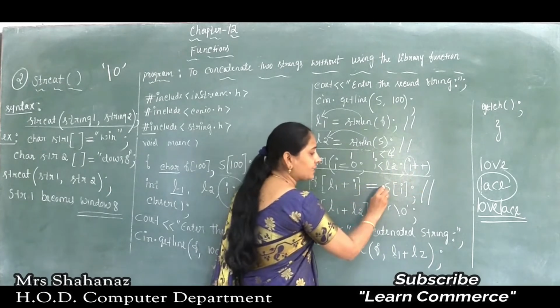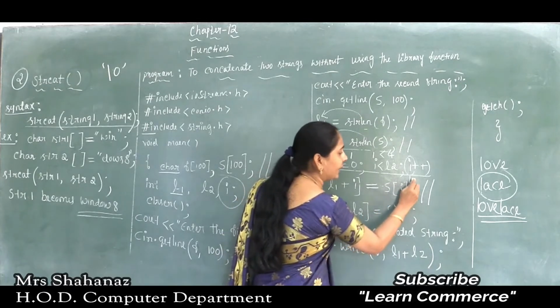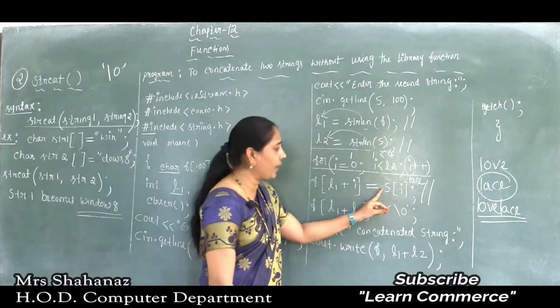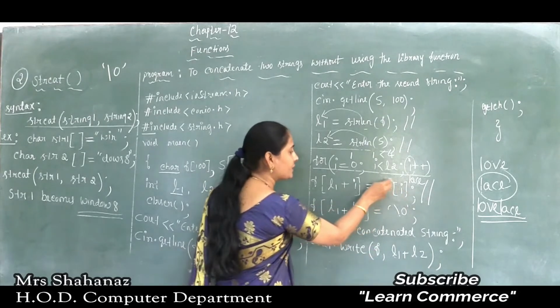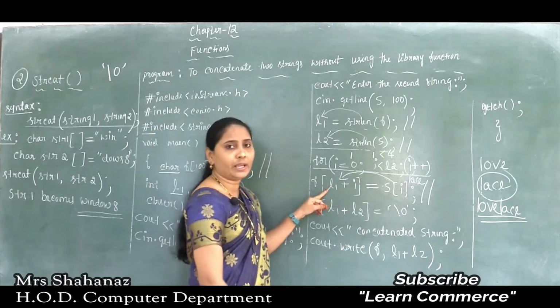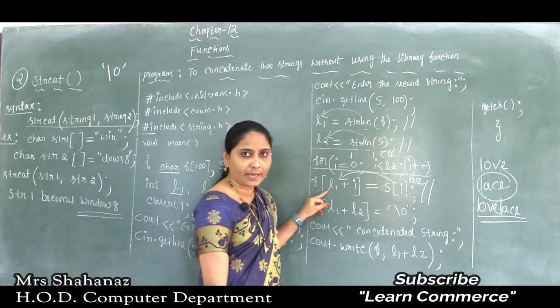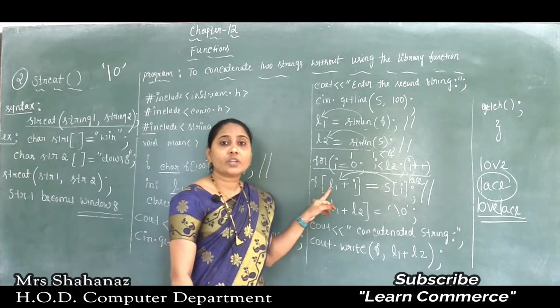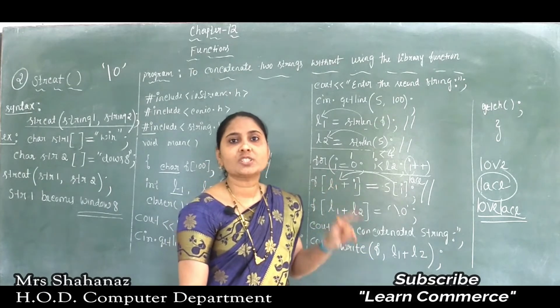Now S of I, that means it totally contains the value less. Clear this one? Totally it contains the value less here. Now such less is going to be copied to string 1. That means we can write as the comment, the characters of string 2 copied to string 1.